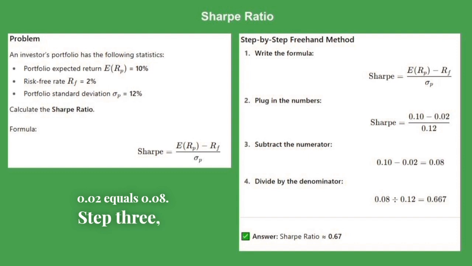Step 3. Divide by the denominator. 0.08 divided by 0.12 equals 0.667. So the Sharpe ratio is approximately 0.67. This means the portfolio is earning about 0.67 units of excess return for each unit of risk.